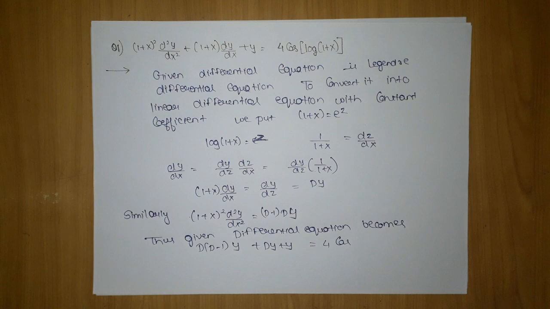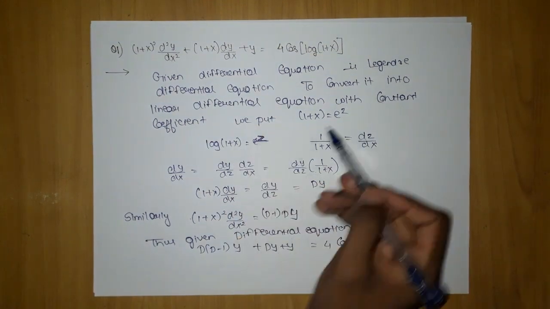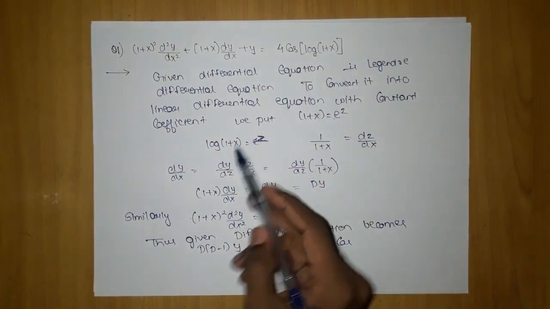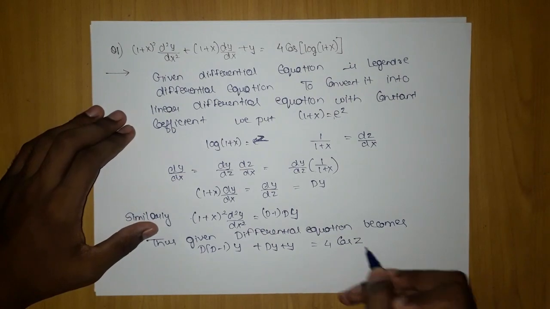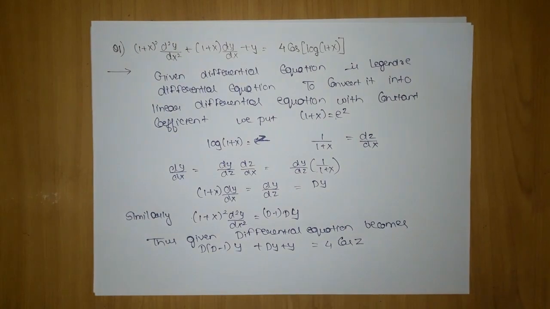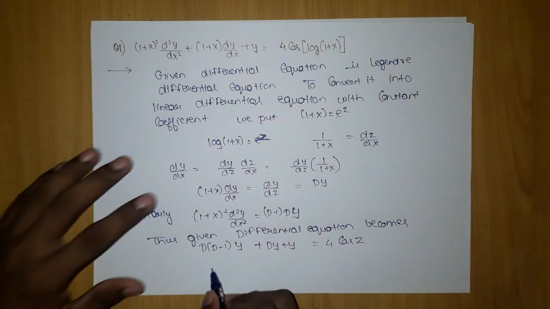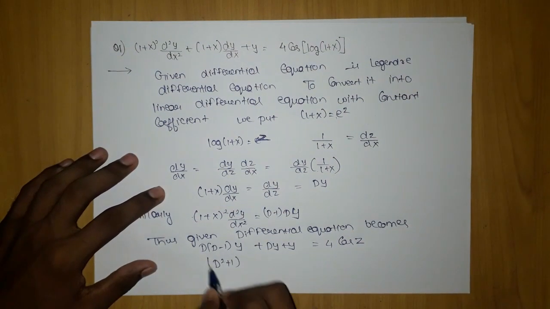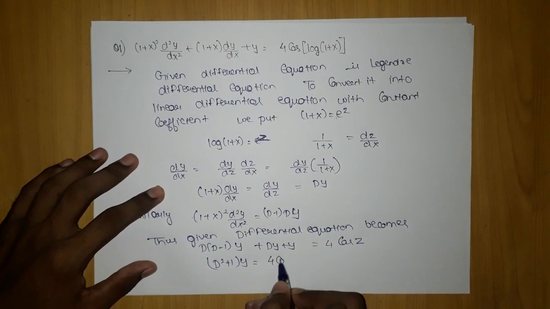So for that we should use the first and second equations. Here log 1 plus x is nothing but z, so here I will write cos z. So we got this. Now if I simplify, I will get the final equation as D square plus 1 into y equals 4 cos z. Right?